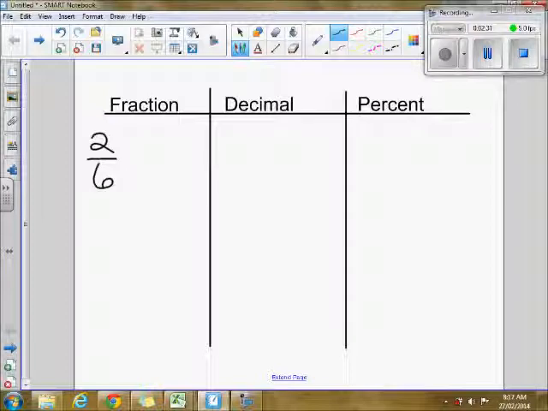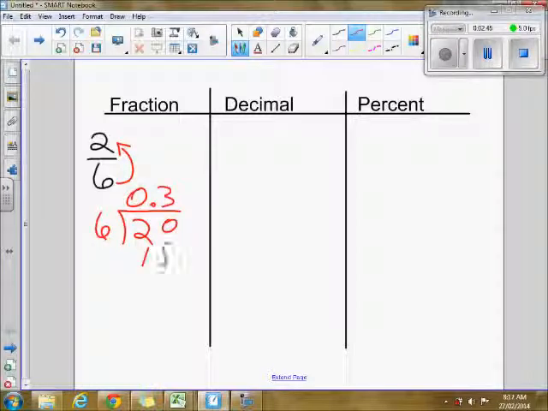So for 2/6, what we would do is take the 6 and divide it into the top. So 6 doesn't go into 2, so we add a 0. 6 goes into 20 three times. We bring down another 0, as you see, and we will continue to do this until we discover that it's a repeating decimal.